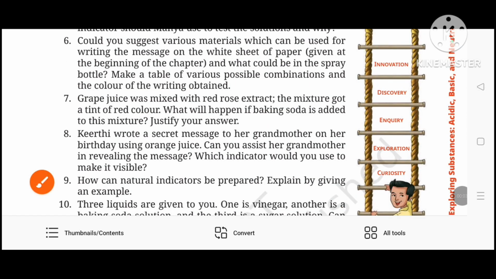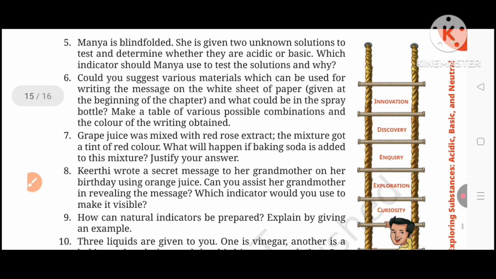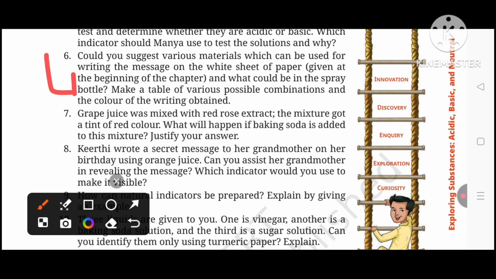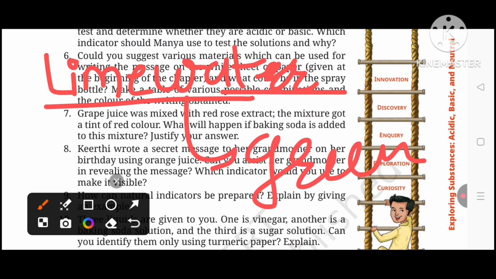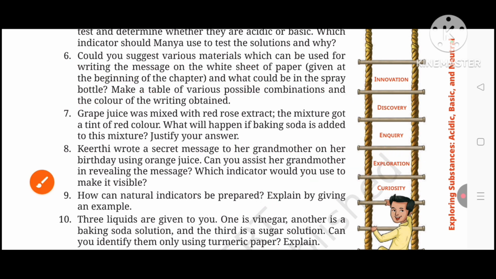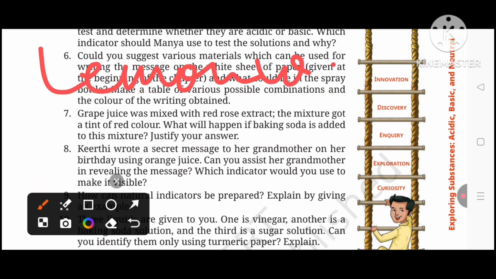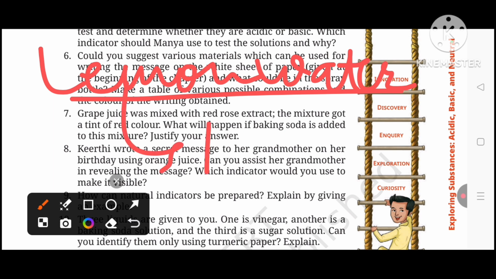Another possible result is that if we write with the help of lime water and use a red rose extract as a sprayer, then it will get converted into a green color. This will get converted into green and start to appear on the white paper. This is another possibility. We used lemon water to write on a white paper, and after red rose extract gets in contact with this, it will convert it into a red color. So this is another possibility.